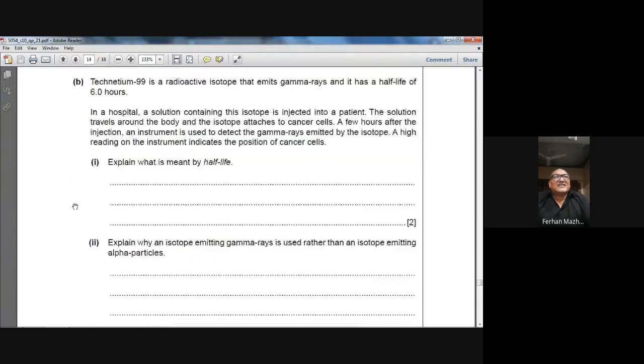Technetium-99 is a radioactive isotope that emits gamma rays and it has a half-life of 6 hours. In a hospital, a solution containing this isotope is injected into a patient. The solution travels around the body and the isotope attaches to cancer cells. A few hours after the injection, an instrument is used to detect the gamma rays emitted by the isotope. A high reading on the instrument indicates the position of the cancer cells. Explain what is meant by half-life.